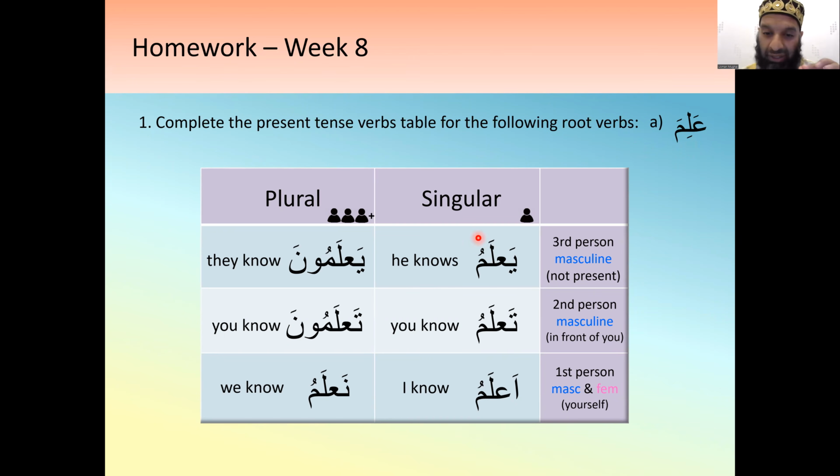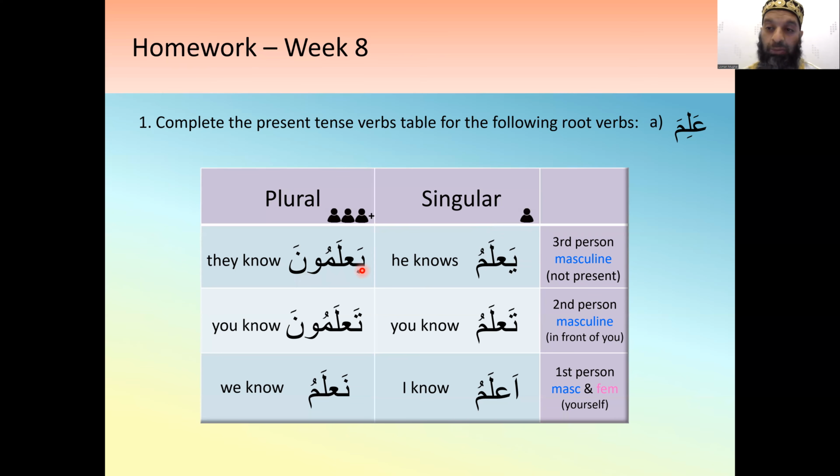Once you know the vowel on the third letter, it's going to stay the same all the way through. Look, all the way through the table. That's not going to change. For alima, it's a fatha for ya'lamu, right? So that's all you needed to know, and you would have got that from your vocabulary table, I think. So ya'lamu, and the plural is ya'lamuna, right?